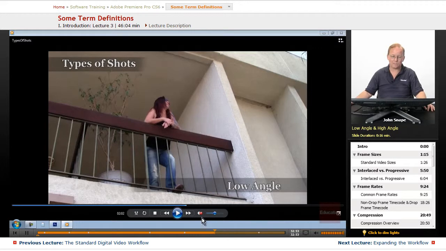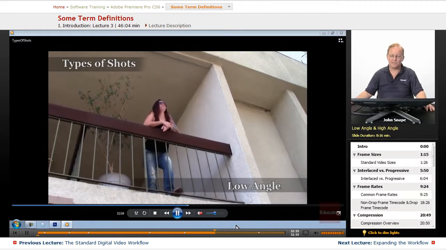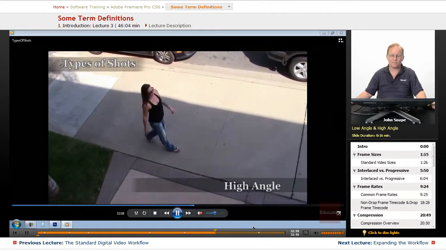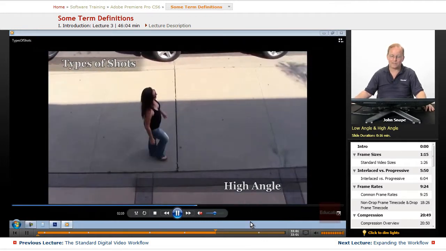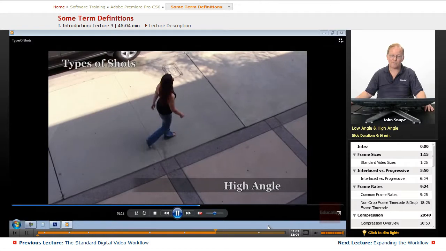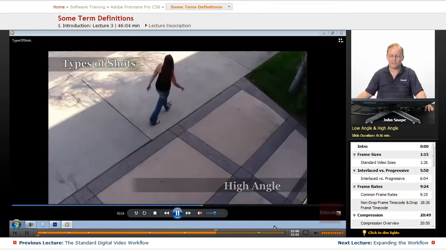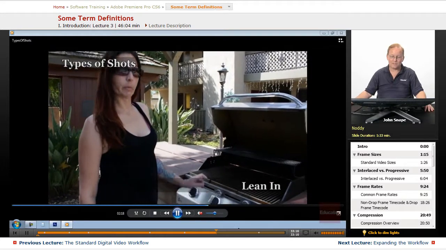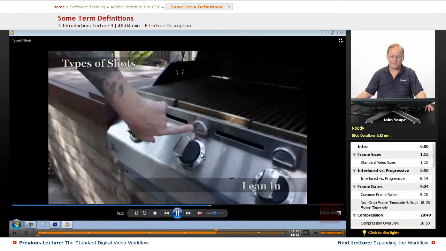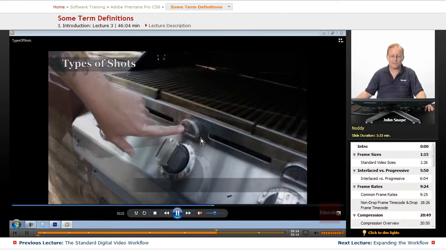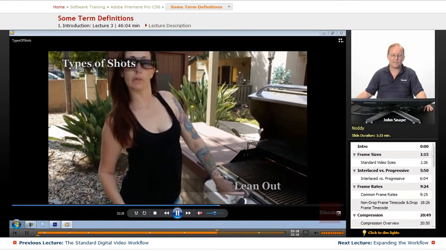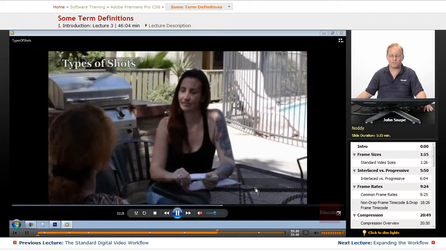The low angle, it's pretty obvious what low angle is. And then the opposite is high angle. That's pretty obvious too. It's just having the camera pointing up or down, depending on which one you're using. The lean in, we're going to lean in to the display here, and then we'll lean back out. And that's a standard shot on especially how-to shows.